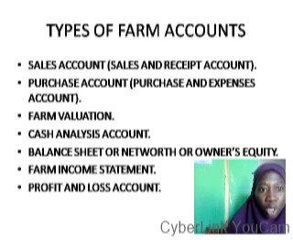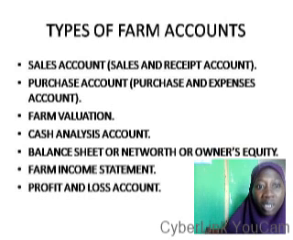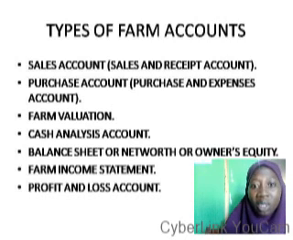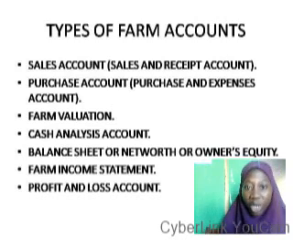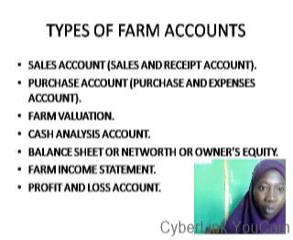The next one is what we call the cash analysis account. This shows all the income and expenditure of the farm over a given period of time. And how do we prepare this type of account? It's also a two-column account. To the left we have all the sales and the receipts, and to the right we have all the expenses. Now, to the left, that is what we call the total received, and to the right, that is what we call the total paid out from that particular farm.